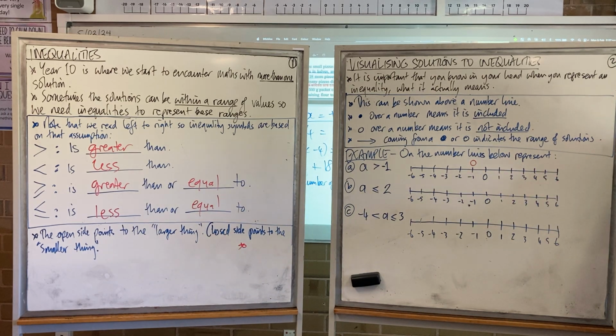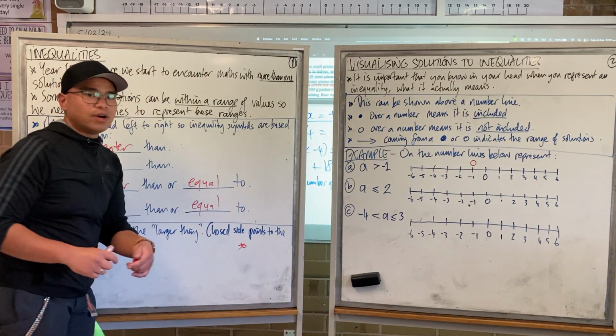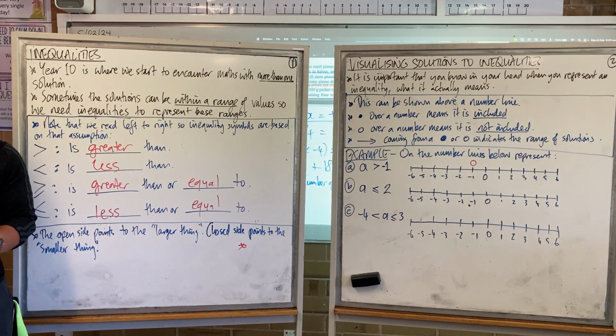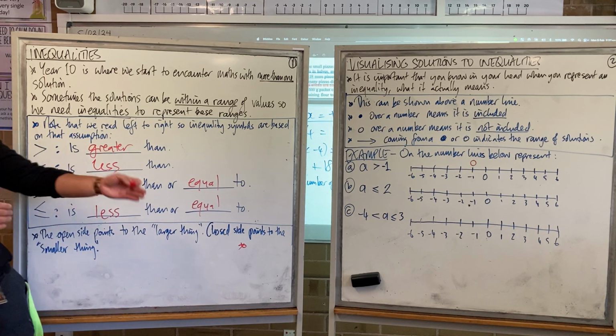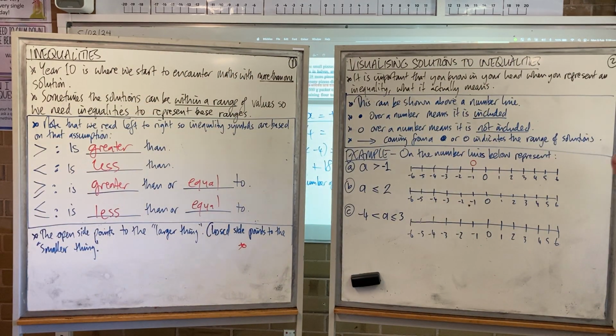Negative 1 is my limit, but according to this, greater than negative 1, is negative 1 part of my range? No, it's not. I don't want negative 1. I want anything that's greater than negative 1. What direction would the arrow go? To the right or to the left? Right, because are these numbers larger as we go to the right? I practiced that. That was a bit iffy, but that's fine.